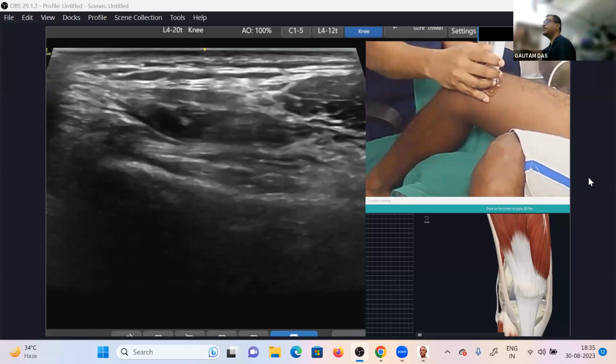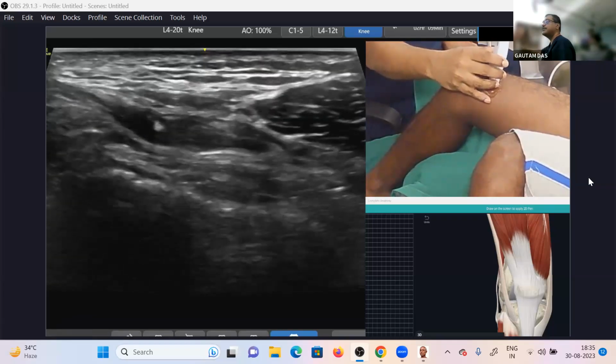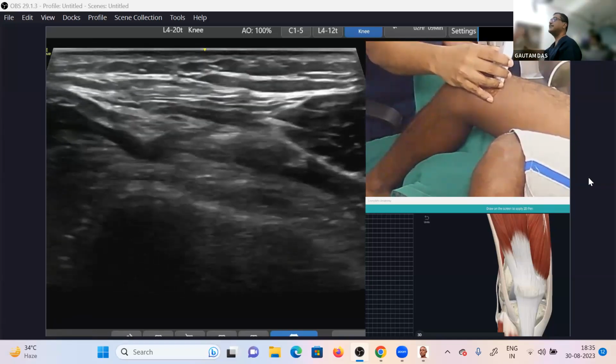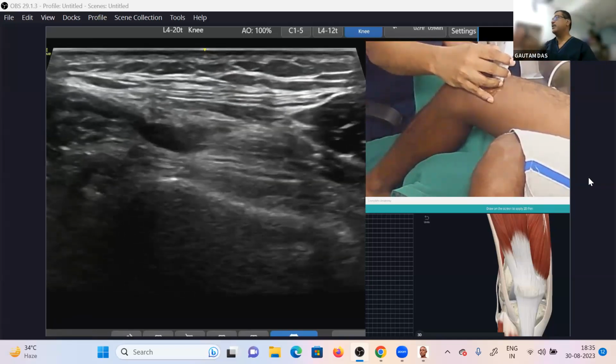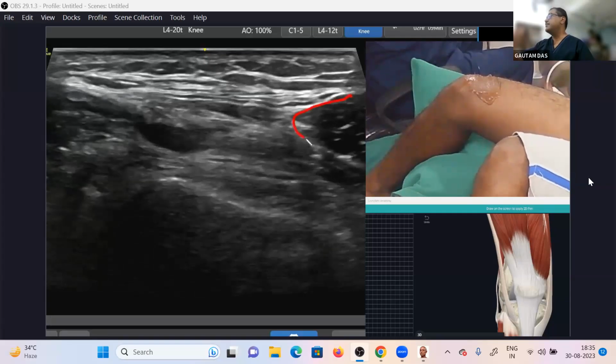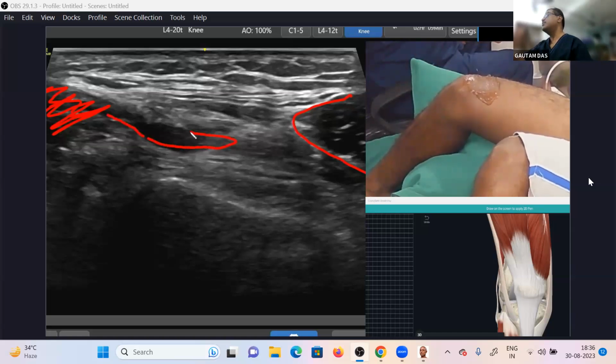So now I'm going above. What are we seeing here? This is your vastus medialis. As we told, vastus medialis becomes tendinous at the last. This is a little bit of vastus lateralis. So vastus lateralis becomes tendinous before vastus medialis. Then there is a synovial extension. Another thing to remember is that the lateral part of the femoral cortex is elevated. It is never horizontal.